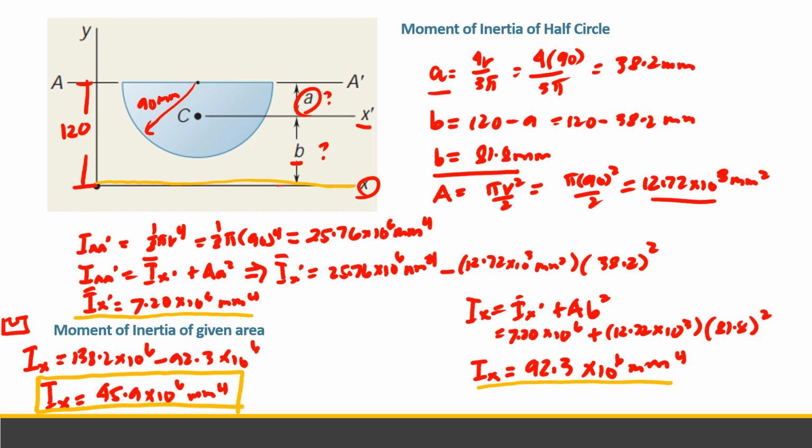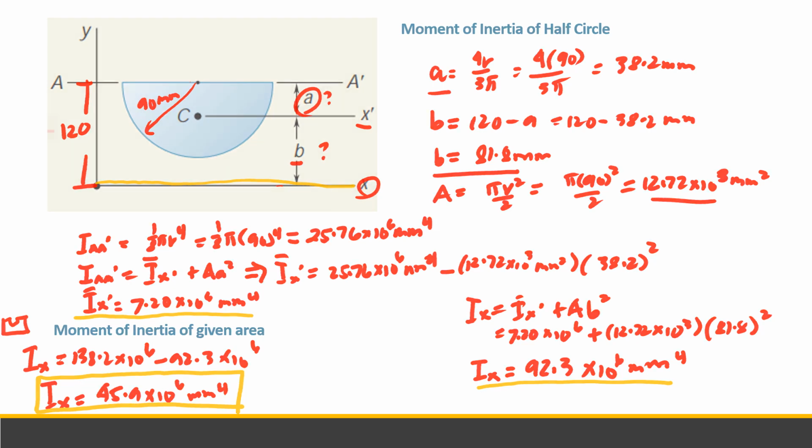Okay, so that's it. It is a step-by-step process. For a composite area, we get the moment of inertia for the required axis one by one, and then you just subtract when solving for the total moment of inertia.